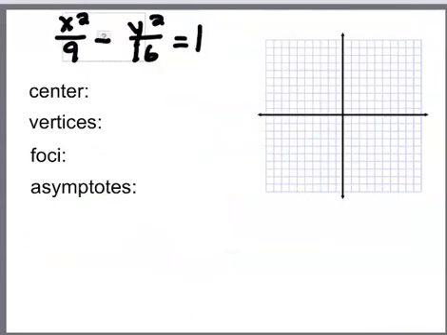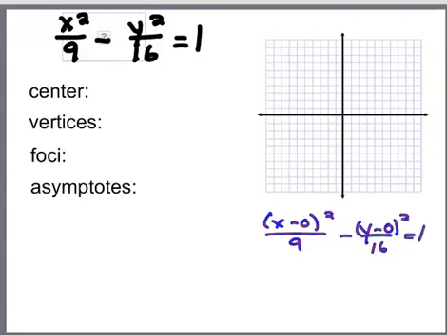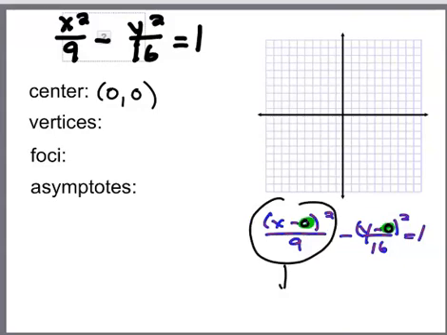Okay, let's try another one. This again has a center of 0. So this is x minus 0 over 9, this is y minus 0 over 16. So my center is my x value is 0, my y value is 0. My x is 0, my y is 0. So that's my center. This time, this is how I get to the vertices.